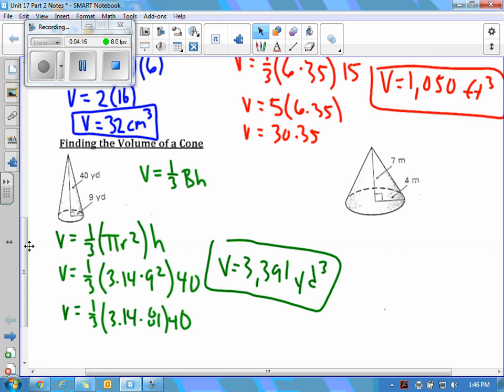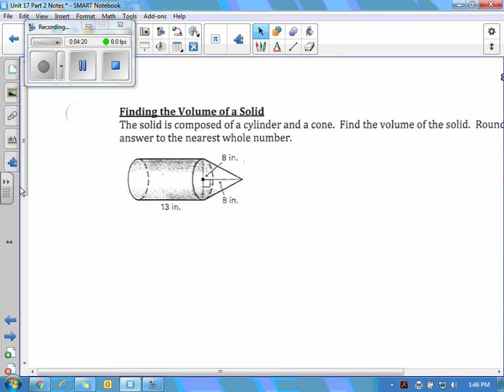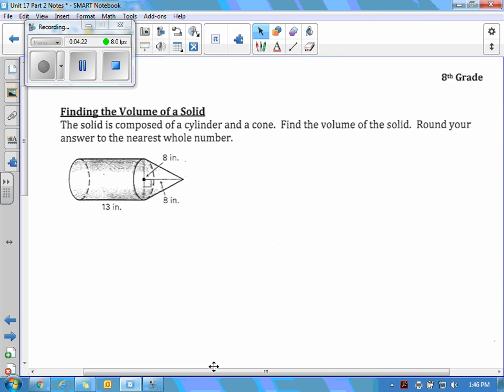Right, I'm going to leave this second one for you guys to work on. It's the same as that first one. Then on the back side, it says finding the volume of a solid. It says the solid is composed of a cylinder and a cone. Find the volume of the solid. Round your answer to the nearest whole number. I'm going to leave this one for you guys to do. So you have a cylinder that you need to find the volume of, and you need to find the volume of that cone. Add the two together, and that'll be your final answer.